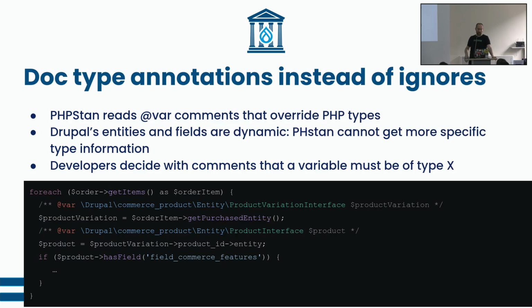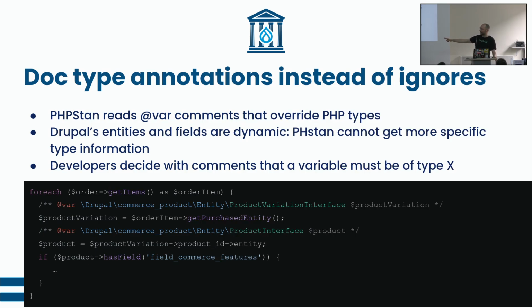Doc type annotations are very important for PHPStan. As I said, Drupal code is very dynamic. We have dynamic entities with dynamic fields, so PHPStan cannot know what is coming out of this get items. It's a field of order references. So that is an order item in there, okay. But we know in this case it can only be product variations because we never put anything else in this field. So we make the assumption, we tell PHPStan, no, we know this is a product variation interface here, nothing else. And we do the same here for this entity reference call.